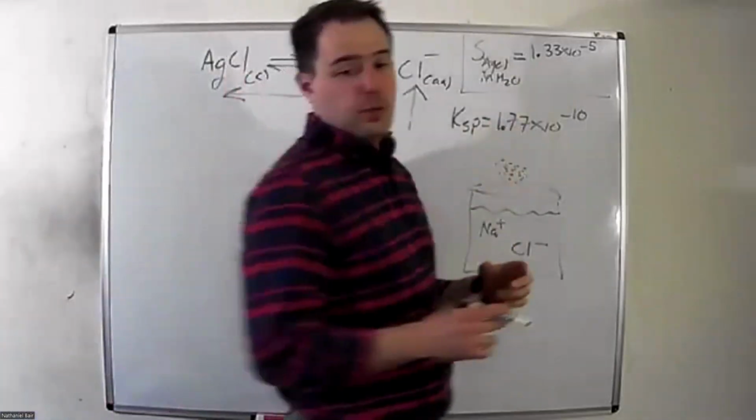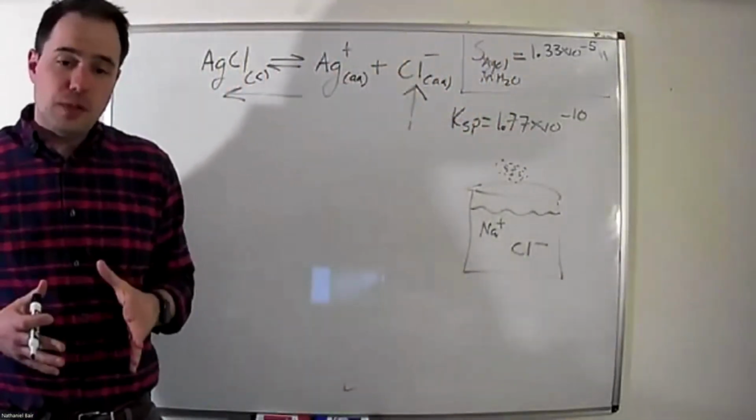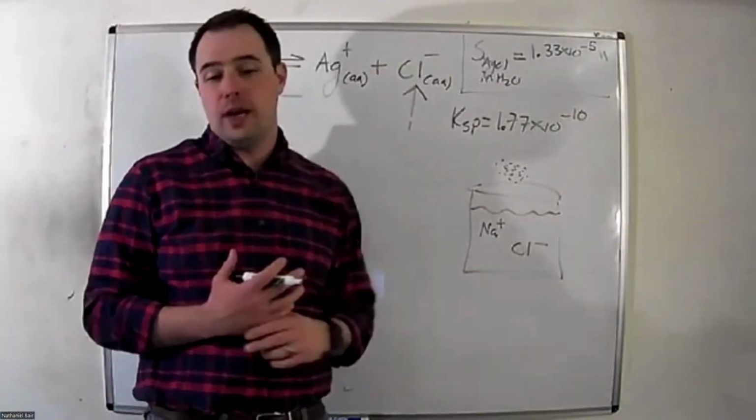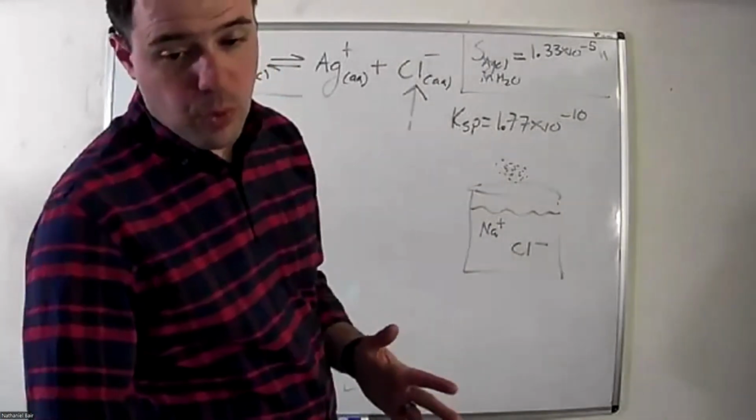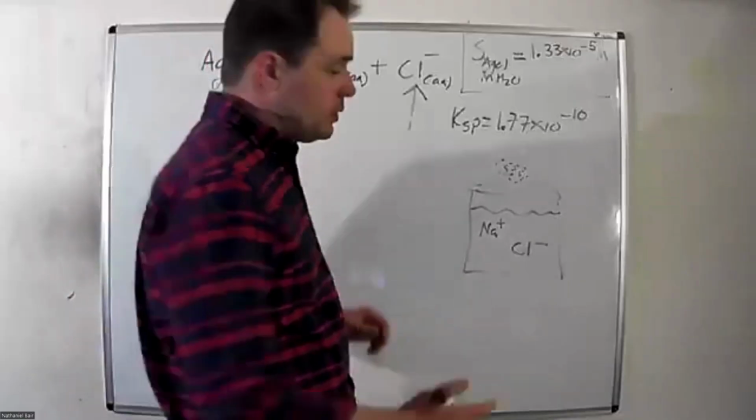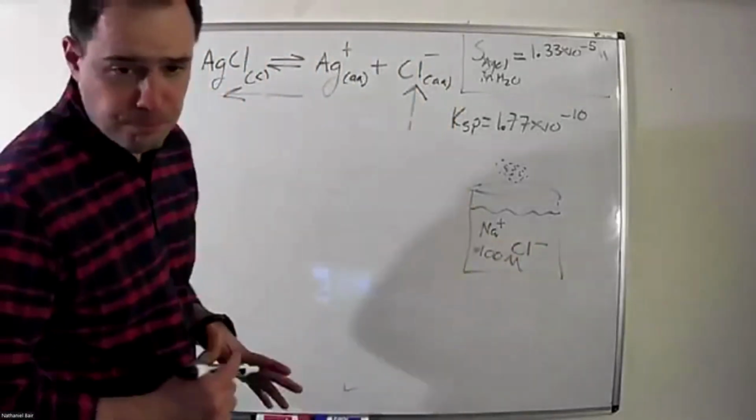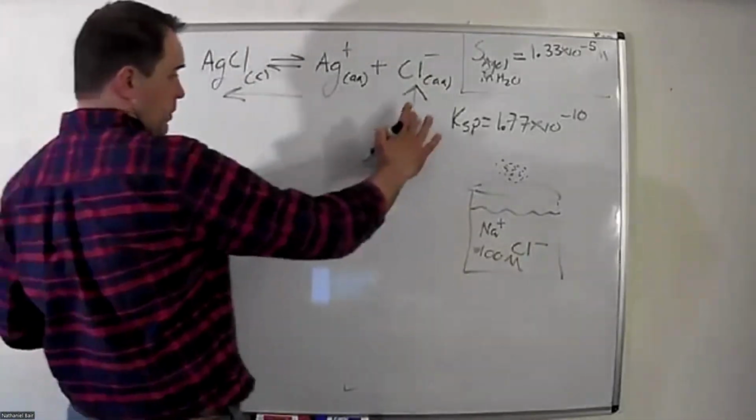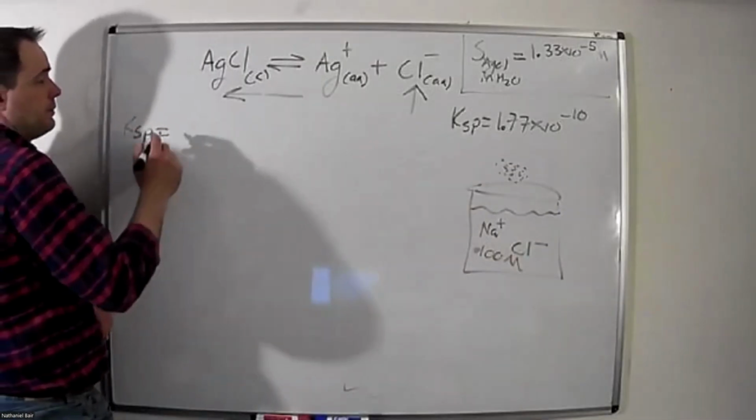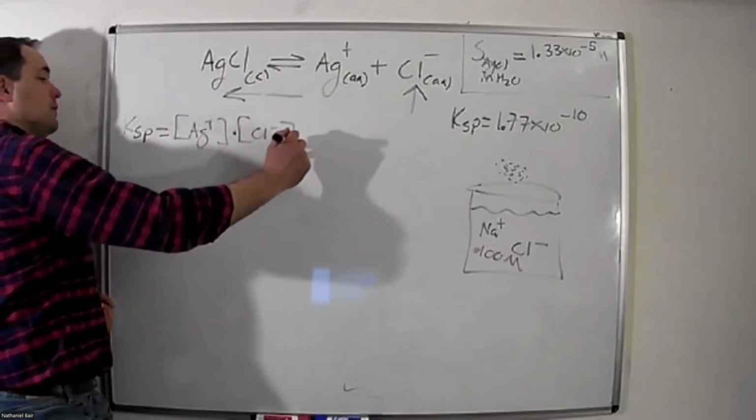So in pure water, the solubility was 1.33 times 10 to the negative 5th. Now I want to get it in the sodium chloride. What's this really going to change? Well, when we make our ice table, we now have an initial concentration of chloride ions. If I go back to the slide, I believe it was 0.100 molar sodium chloride. Now I want to make my ice table. So first of all, we can write our mass action expression again. Ksp equals the silver ion concentration times the chloride ion concentration.